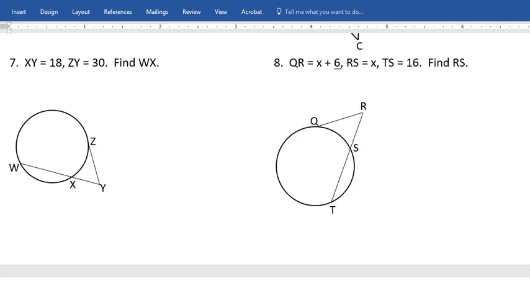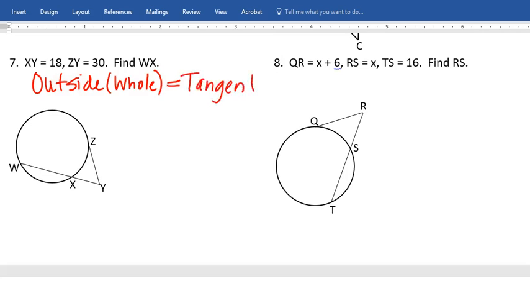Our next two problems have a secant and a tangent in it. So when we deal with the secant, we're going to deal with it the same way we did before. We're going to do our outside times our whole. Now with the tangent though, we're going to square that tangent. So that means we're going to do xy times xy plus xw. And then we're going to set that equal to zy squared.